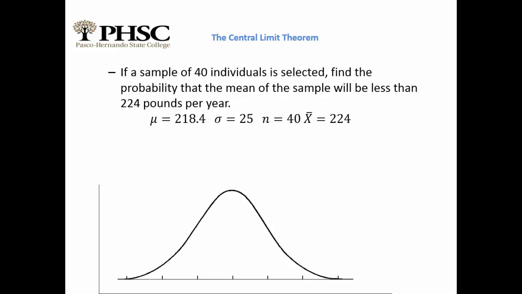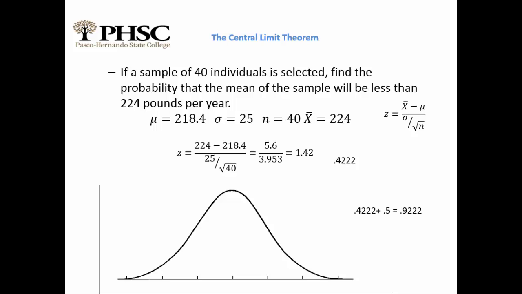If a sample of 40 individuals is selected, find the probability that the mean of the sample will be less than 224 pounds per year. So using this information, we use the z value with this formula. We get a z-score of 1.42, which gives about 42.2%. Now we add that to the 0.5, and we get about 92%. So there's a 92% chance that in a sample of 40 individuals, the mean of the sample will be less than 224 pounds.